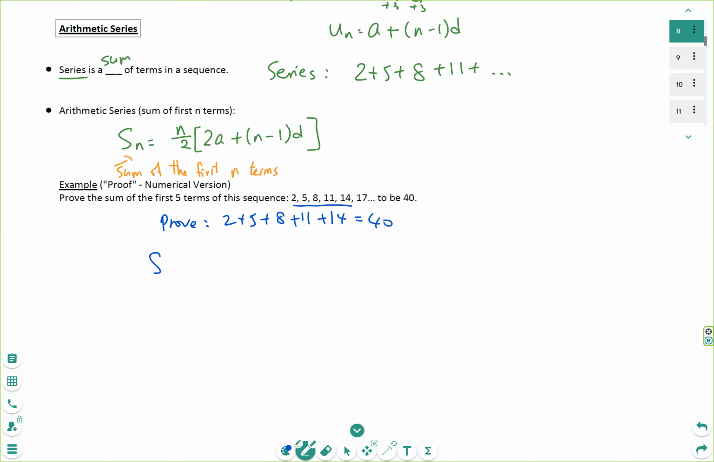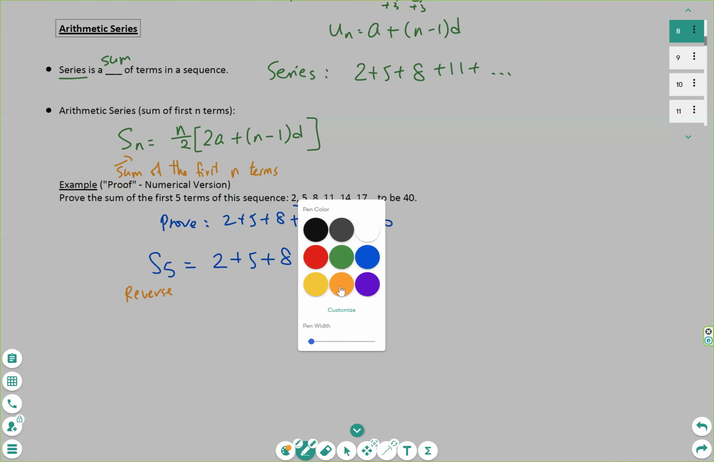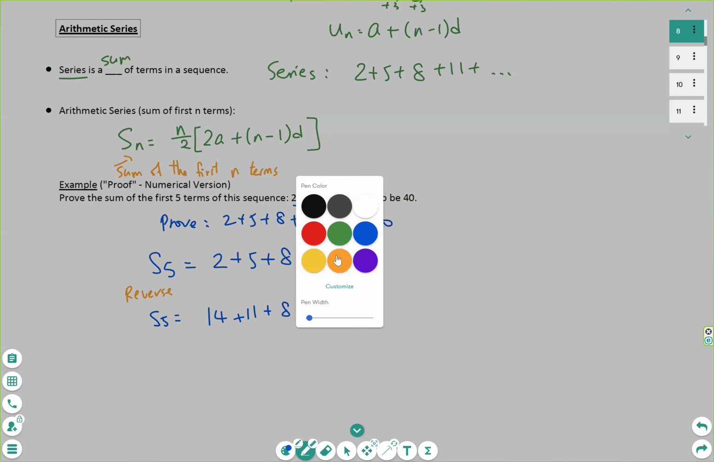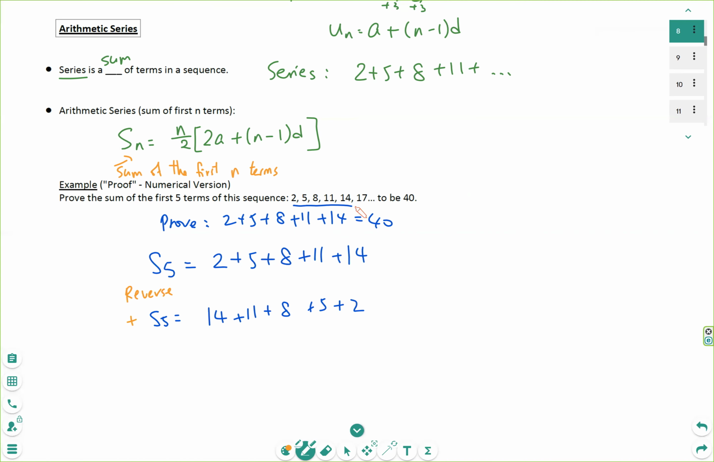So I'm going to write S5. I know S5 equals 2 plus 5 plus 8 plus 11 plus 14. S5 means the sum of the first 5 terms. I want to prove that equals 40. The next thing I'm going to do is a clever thing, which is suggested by the proof. I didn't come up with this. Reverse the writing. So I'm going to write S5 reversed: 14 plus 11 plus 8 plus 5 plus 2. You might be wondering, why do we do that? Next step: now see what happens if we add them up together.